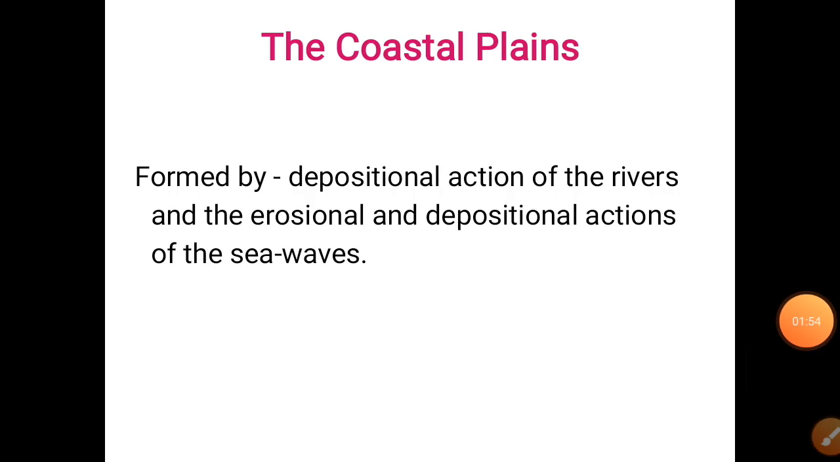In this section, we are going to learn the next physiographic division, that is the coastal plains and the islands. Okay, let's start our lesson. The coastal plains were formed by the depositional action of the rivers and the erosional and depositional action of the sea waves.